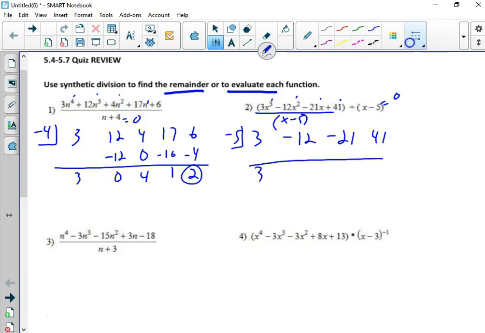Drop down, multiply by, sorry, this is positive 5, my bad. Multiply by 5, that gives me 15. Add, that gives me 3. Multiply by 5, add, multiply by 5. That gives me 11. That's my remainder. I have evaluated. Move on.